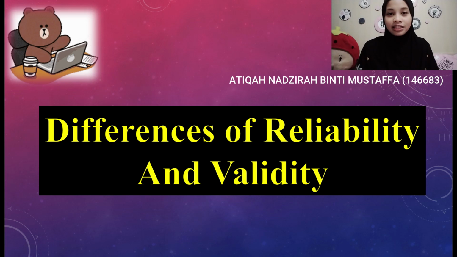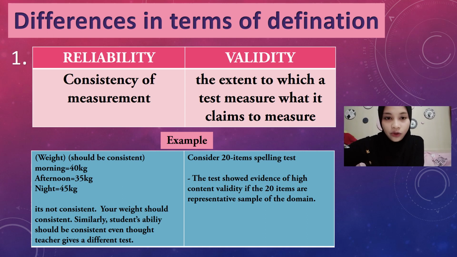I would like to present about differences of reliability and validity. Today I will explain about the differences in three terms, which are the difference in terms of the definitions, in terms of measurement, and in terms of type. Okay, now I will continue with the differences between reliability and validity in terms of the definition.